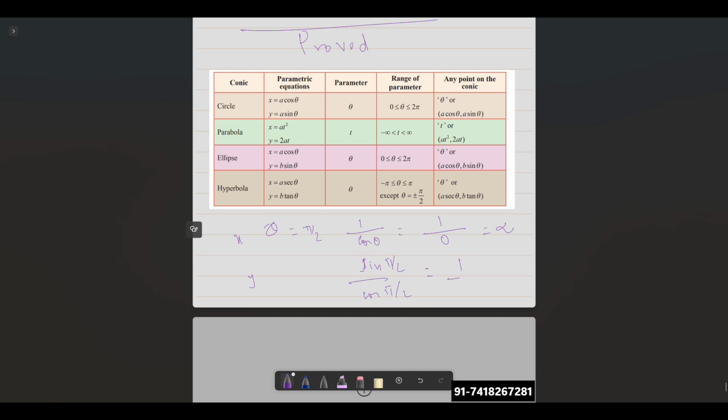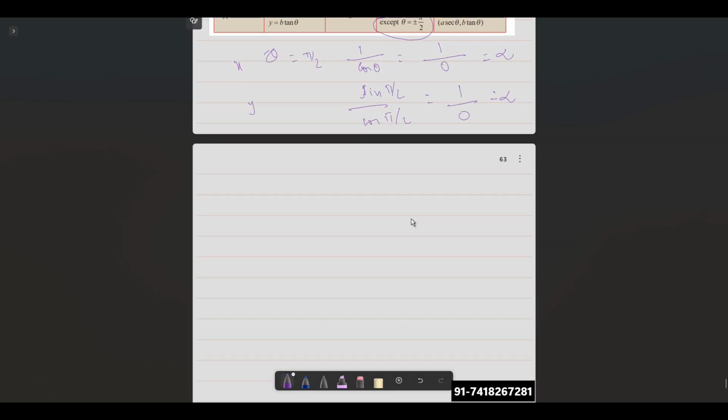What is sin pi by 2? This is 1 by 0, so again it is not defined. So except theta equal to plus or minus pi by 2, it is defined, and you have minus pi to pi. That is because you have the hyperbola like this: one branch will be like this, the other will be like this, and your directrix will be somewhere between the center and the vertex. So this is pi by 2, this is pi, and this is minus pi. The values are defined only between minus pi to pi, not at plus or minus pi by 2.